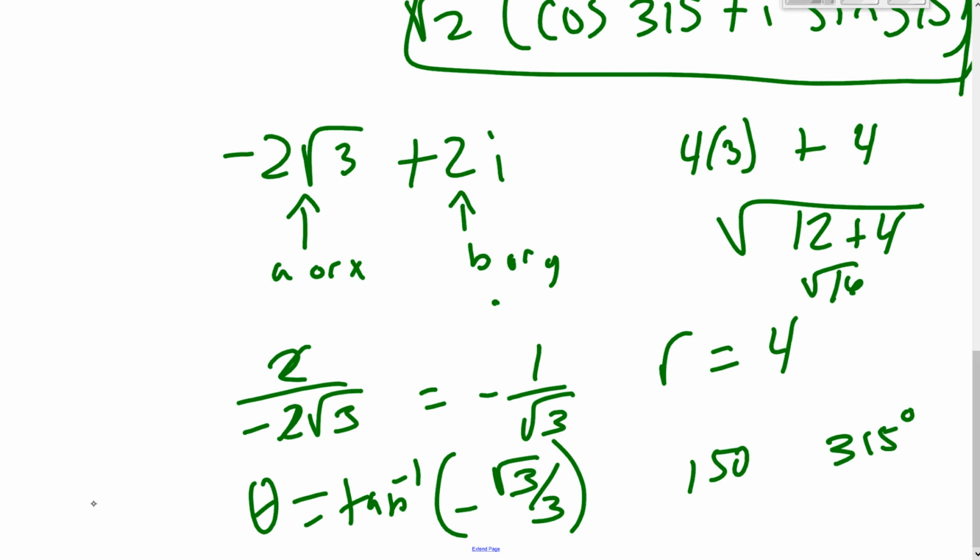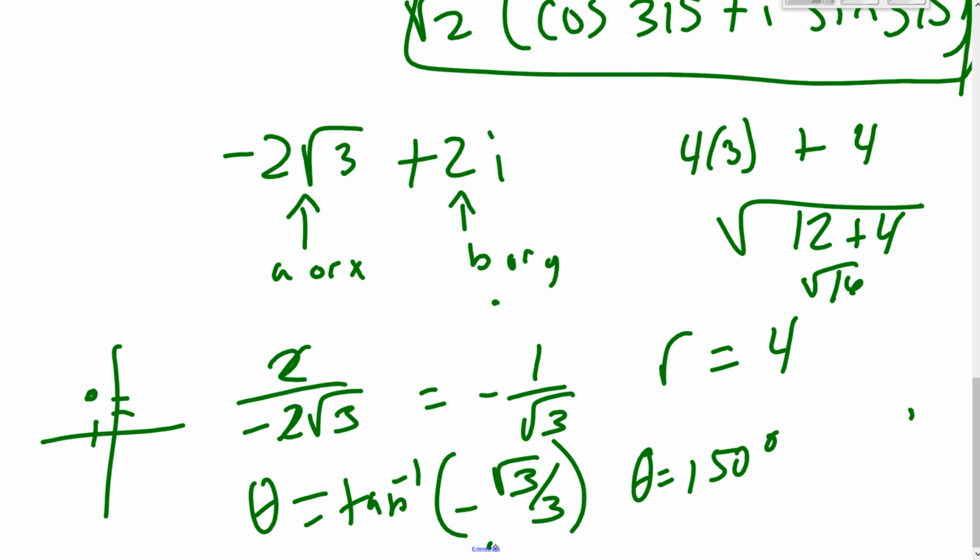And so again, I can go ahead and graph that irrational one. So I go over negative 2 root 3 on my rails, and then up 2. So I'm actually somewhere over here in the second quadrant. So it's going to be the 150. So 150 is my theta, or I can do 5 pi over 6.